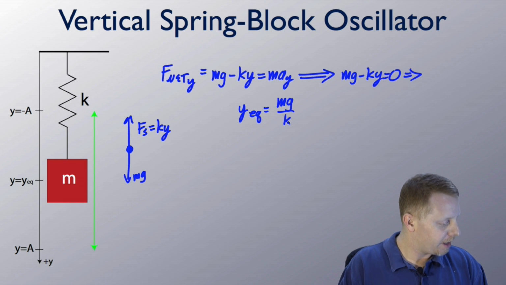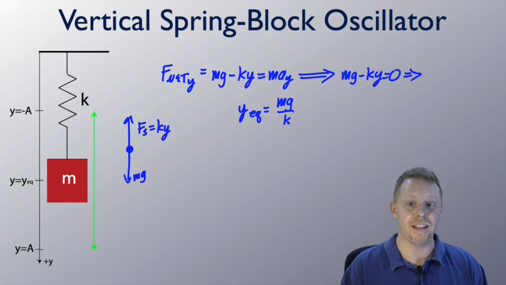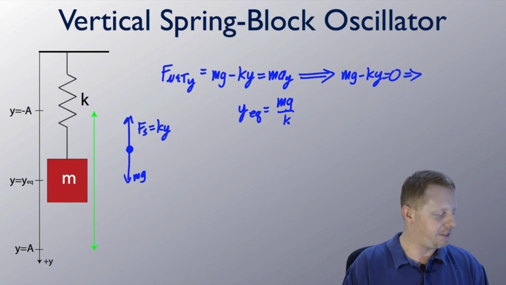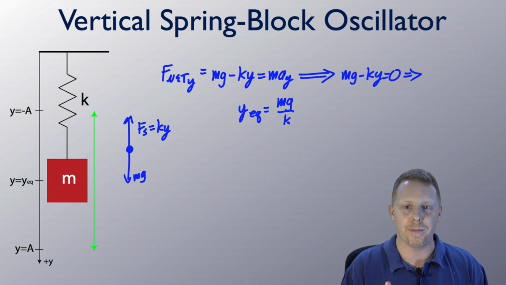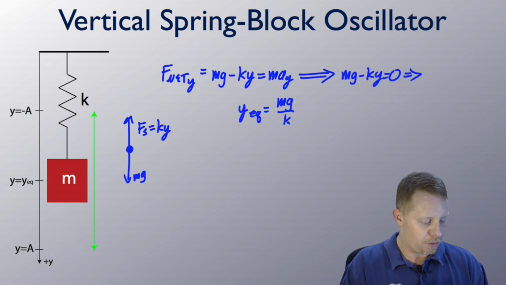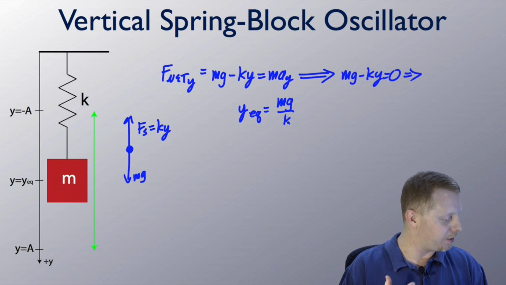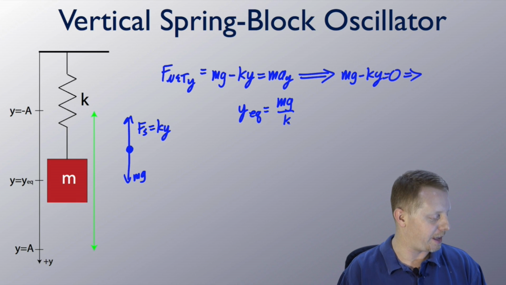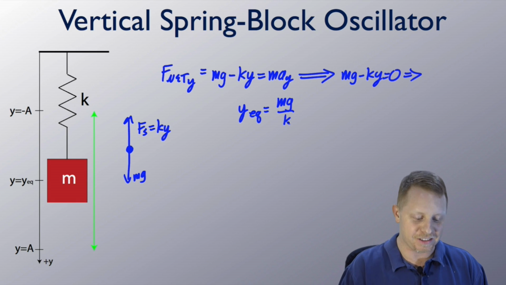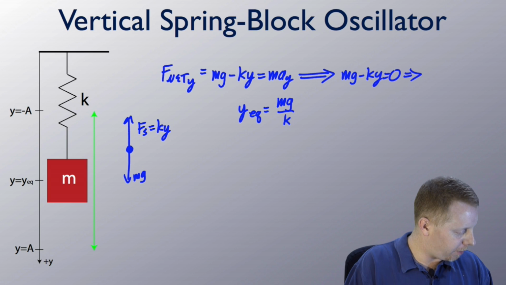All right, great. And once the system has settled at equilibrium, let's say we displace the mass by pulling it down some amount, either plus A down or minus A up, and then letting it go to see what happens as it oscillates about that point. We can then analyze this new system as follows.